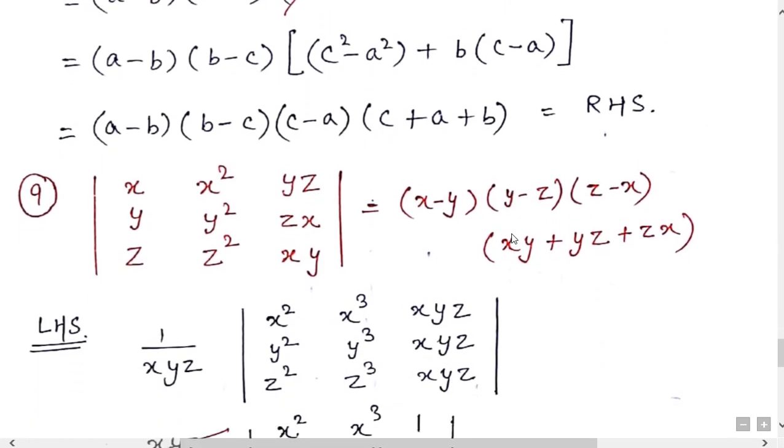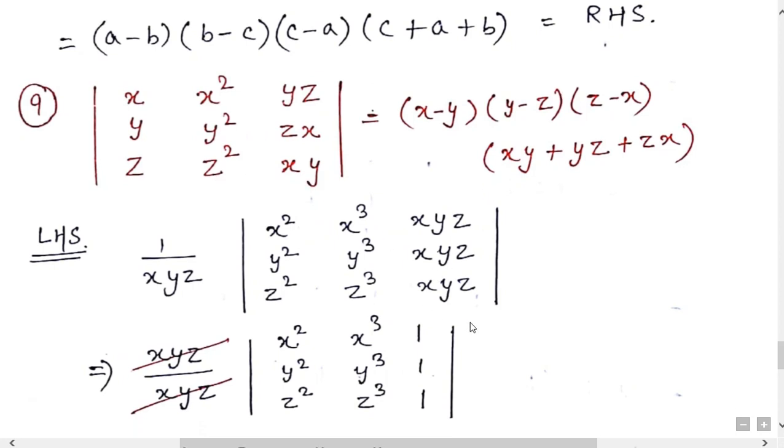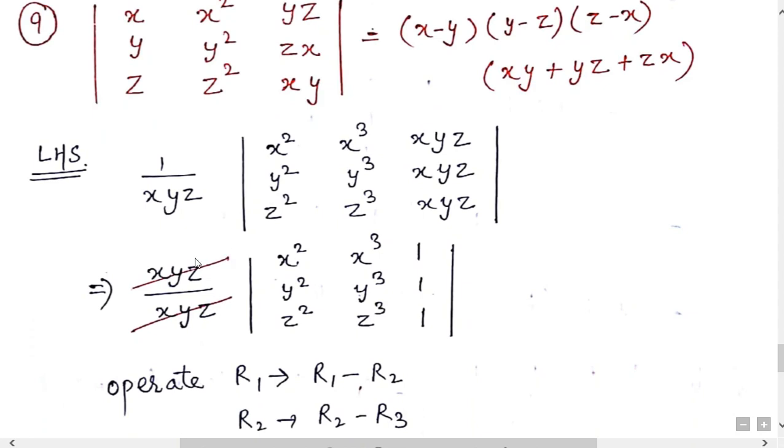Question number 9 is again the same one, but some difference is there. Here the value is different. Suppose I multiply the first row with x, the second with y and the third with z. Then I can write 1 over xyz outside and x square, x cube, xyz, then y square, y cube, xyz and z square, z cube, xyz. Then take xyz common. It cancels with the outside bracket. This value is there. Now subtract the values.